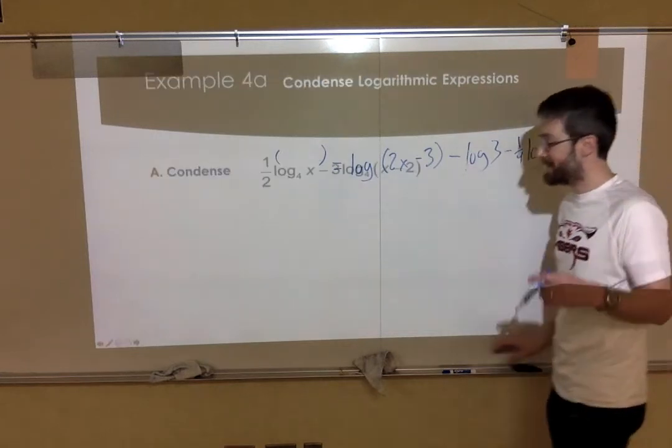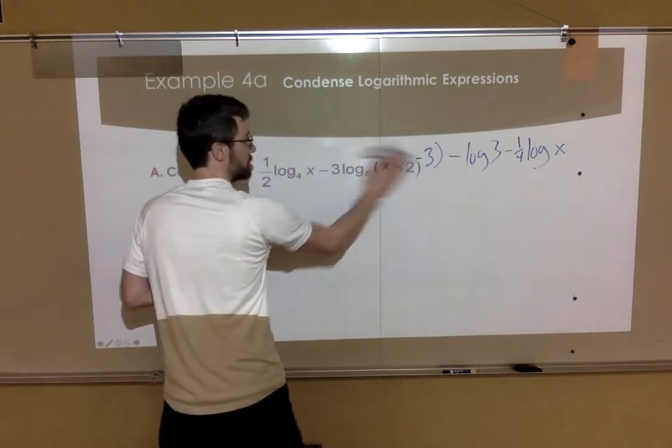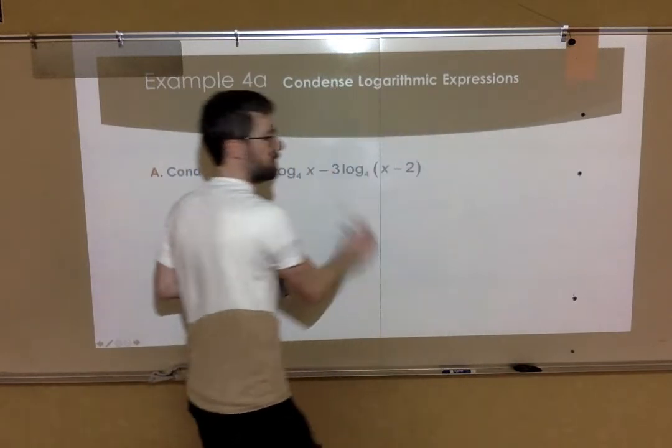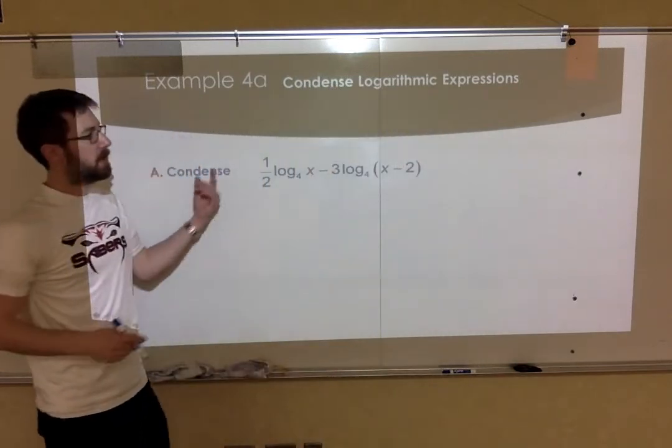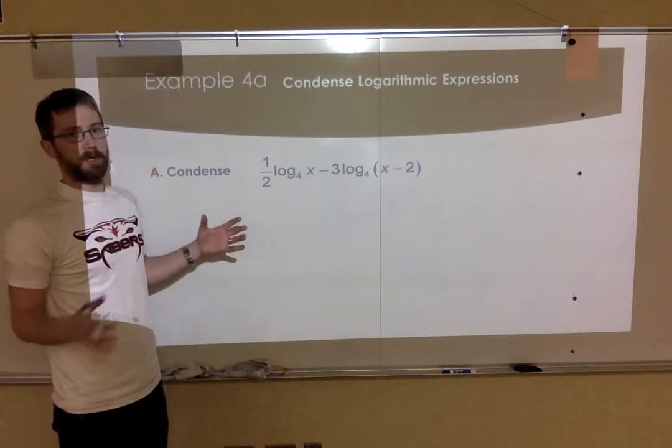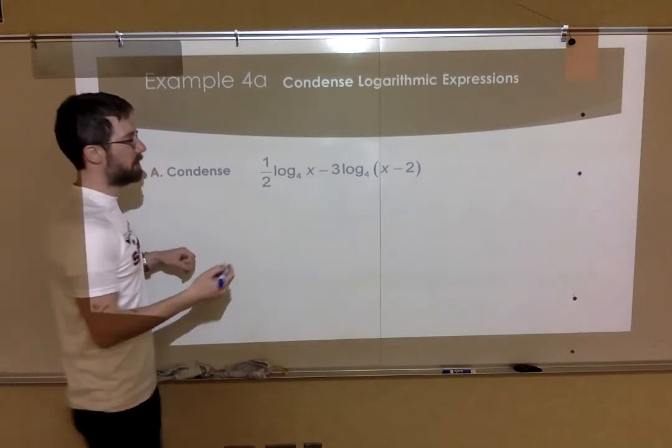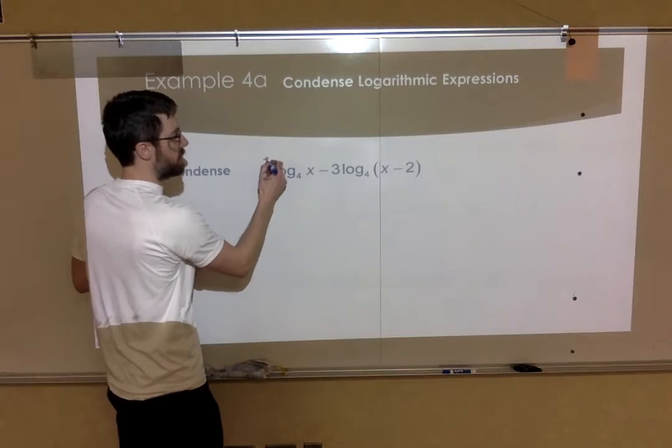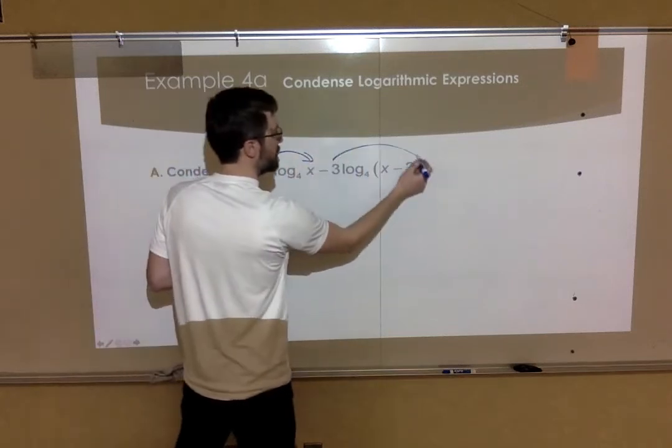All right, so then condensing. Condensing, I'm going to do the opposite. I'm going to start by unplugging things, and then I'm going to apply the product and quotient properties. So this 1/2 is going to move over here. The 3 is going to move here.